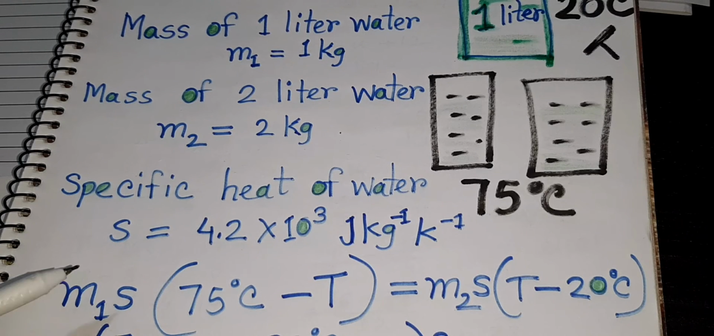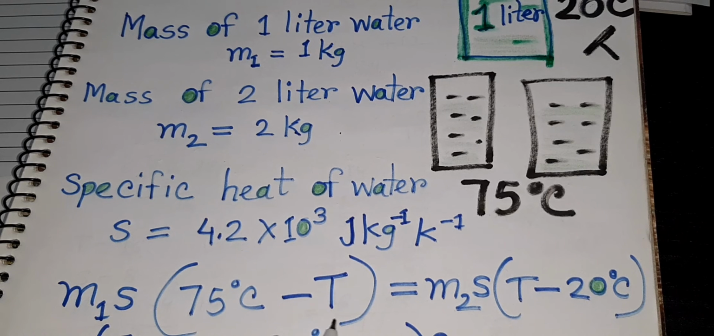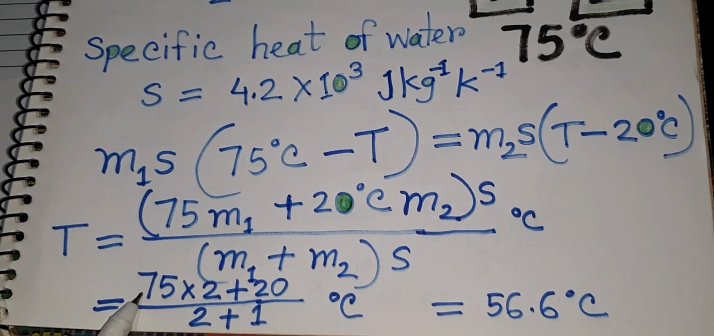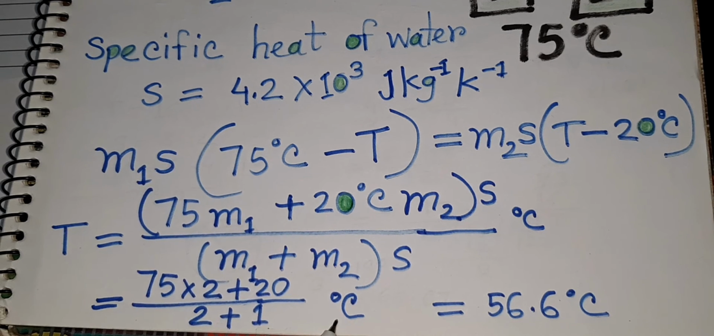So here is a formula that can help us figure out our final temperature: M1S times (75 degrees Celsius minus T), where T is the final temperature that we need to figure out, equals M2S times (T minus 20 degrees Celsius). We multiply this out and then figure out T. So T equals (75 times 2 plus 20) divided by (2 plus 1) degrees Celsius. If I use a calculator, it will be 56.6 degrees Celsius. That is the final temperature.